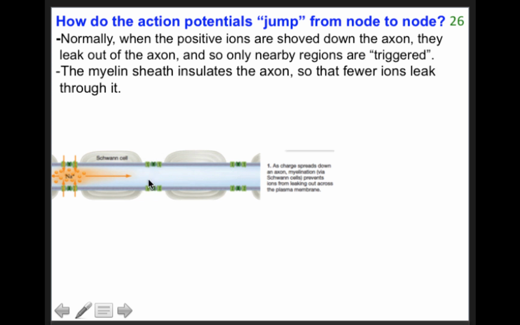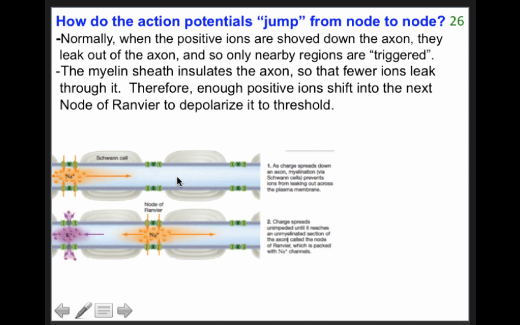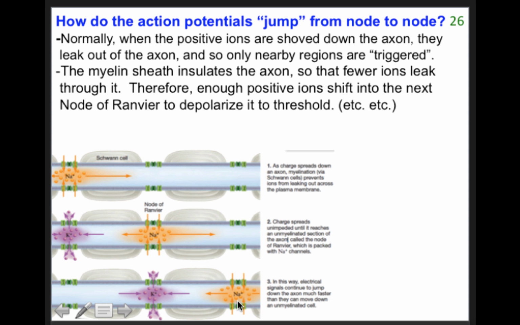Okay, so fewer ions leak through the membrane when it's wrapped with the Schwann cell with a myelin sheath, and therefore you're able to shift enough positive ions down to the next node of Ranvier to depolarize it, and that causes another action potential here. And once again, these positive charges are trapped in this insulated segment and then spread down and cause another action potential further down here, and that just continues all the way down the axon until we reach the termini.